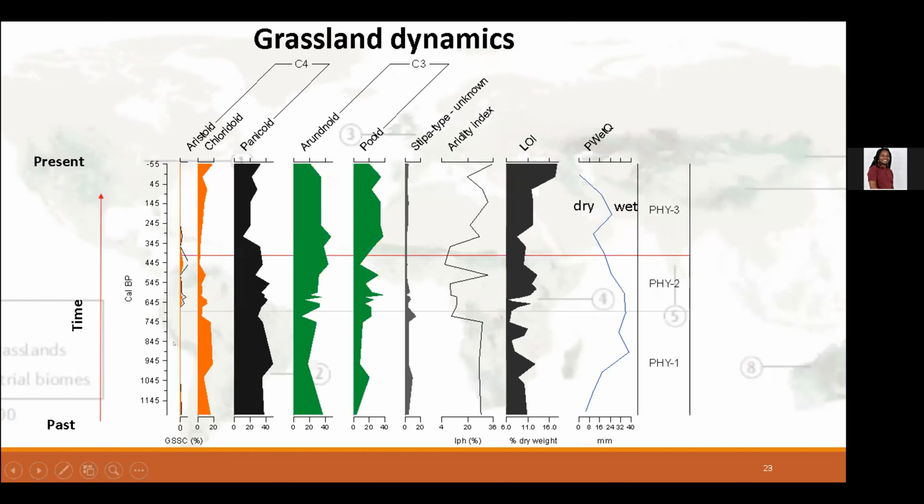What is clear here is that you notice that Aristidoideae appear from 650 to about 320 years ago. So this is one of the interesting things, that Aristidoideae is not very present, it just briefly appears. But what we see here is an increase over time in Arundinoideae and Pooideae, especially the Pooideae, which are C3 grasses.